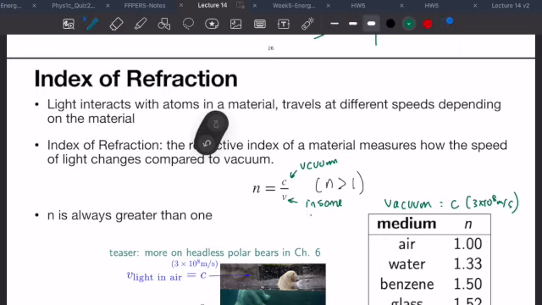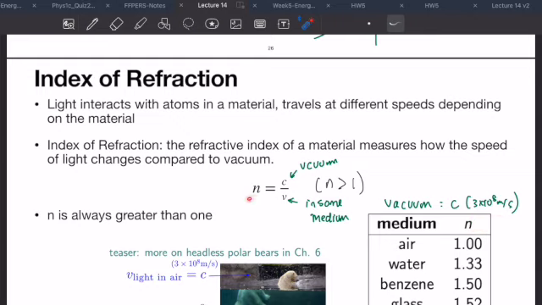Examples of this medium can be water, benzene, glass. There can be different types of plastics you can shine light through. This can be all sorts of materials. You can look up the index of refraction for whatever material you're working with.